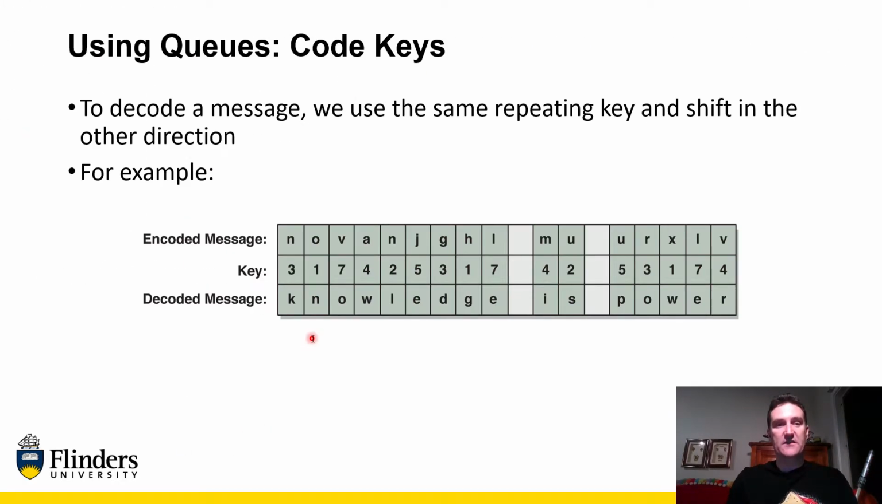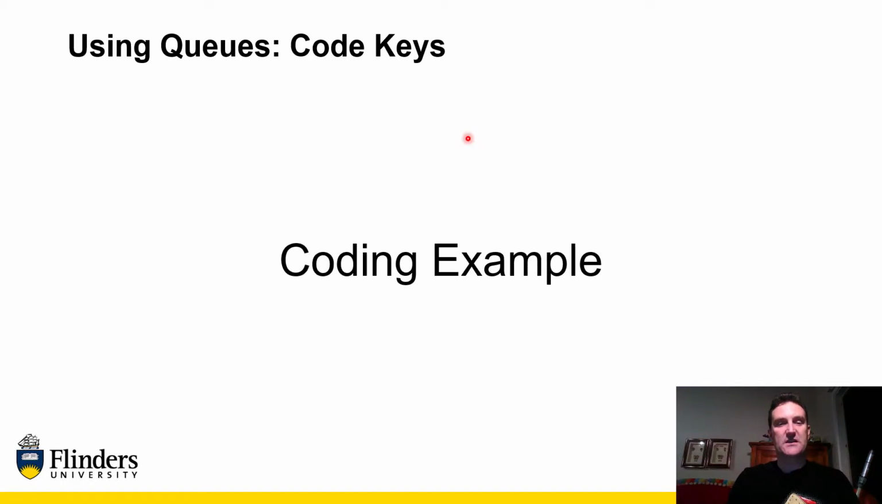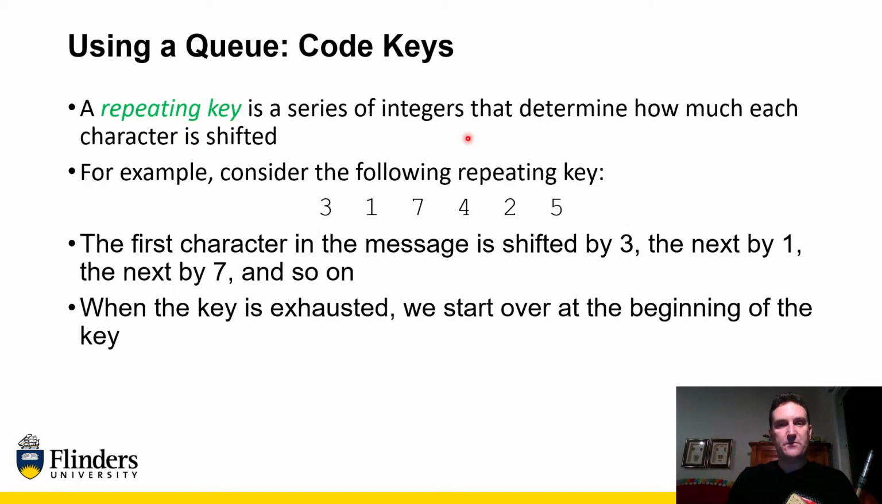So if we jump over to here, the idea is how can we use a queue? Well, we'll use a queue to store all the values of the repeating key in it. And then we'll add things onto it and remove things from it. We'll cycle through it. So here's the sort of thing we might want to store in here: 3, 1, 7, 4, 5, 2, 5, for example. So a series of numbers is what we want to store in here.